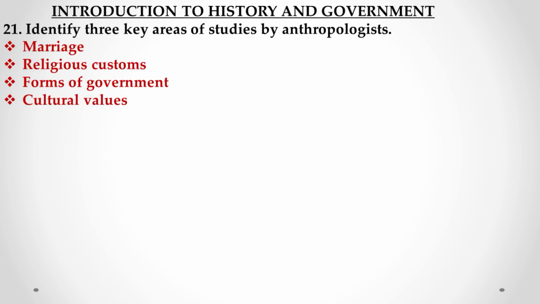Question 21. Identify 3 key areas of studies by anthropologists. So anthropologists major on marriage, religious customs, forms of government, and cultural values. Remember, anthropologists go and stay with a certain group of people and study all these things about themselves.